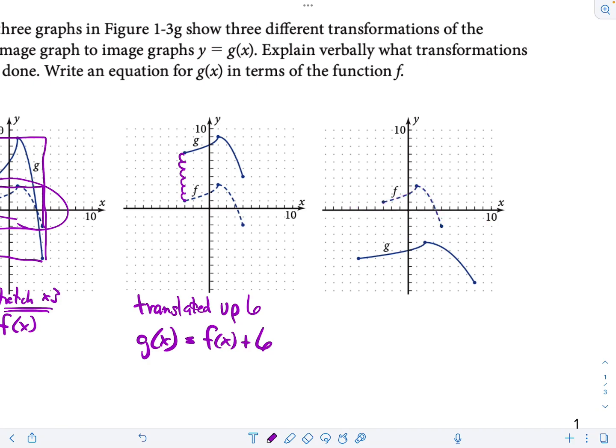Here's one way to see it. From the left part of f to the right, there's 1, 2, 3, 4, 5, 6, 7, a span of 7. And then over here on this bottom one, we've got 1, 2, 3, 4, 5, 6, 7, 8, 9, 10, 11, 12, 13, 14. It's a span of 14. So I know for sure that that function has been horizontally stretched by 2.